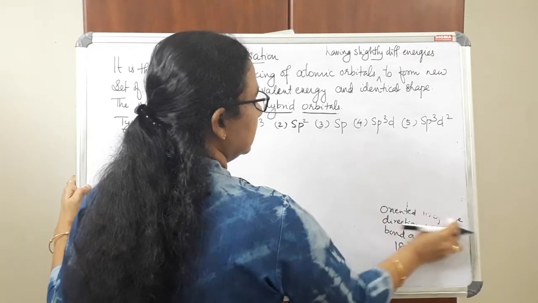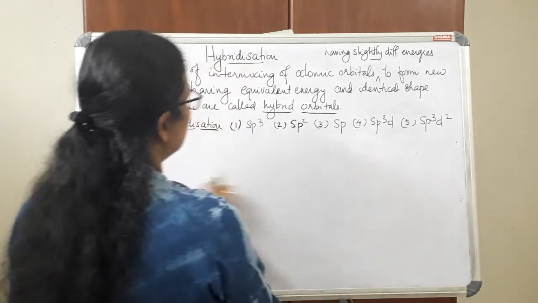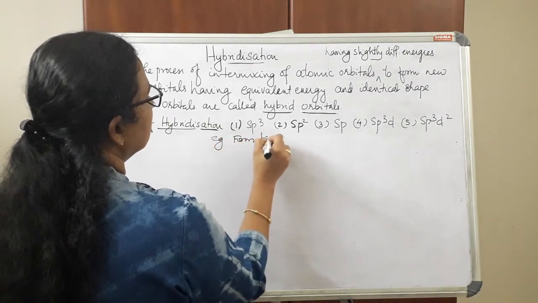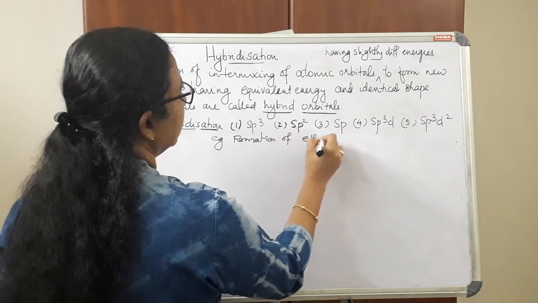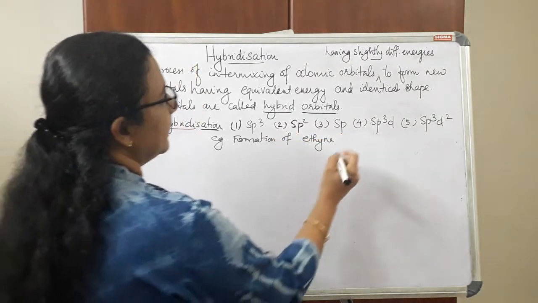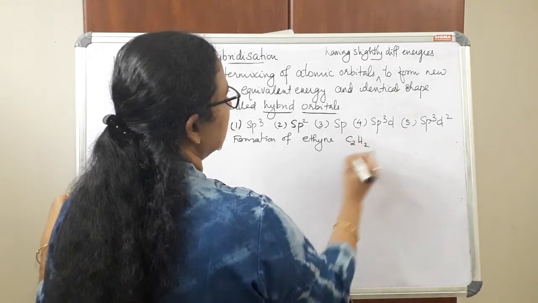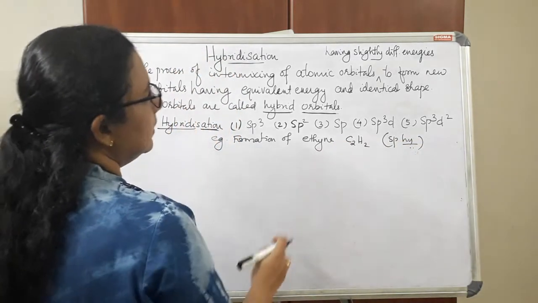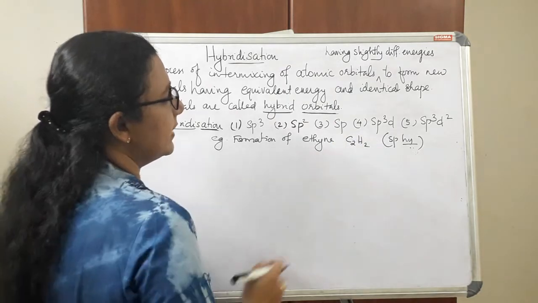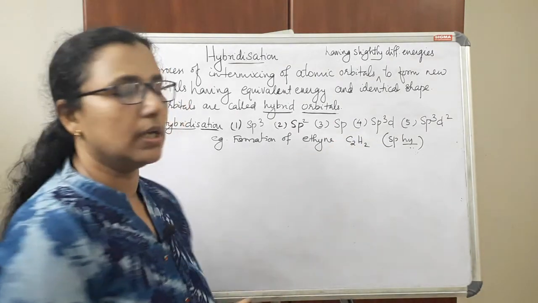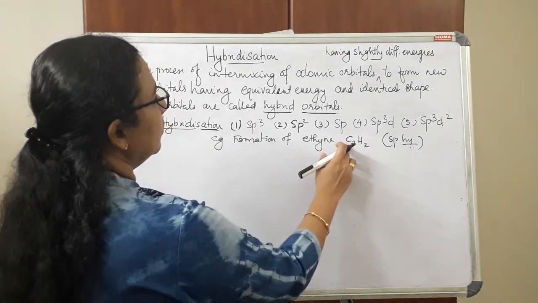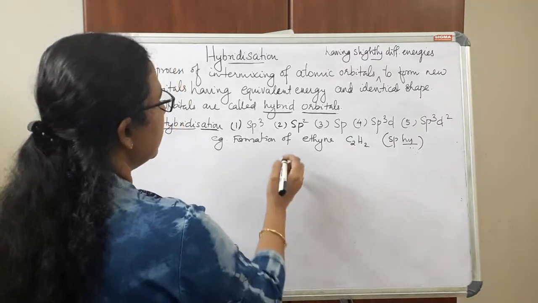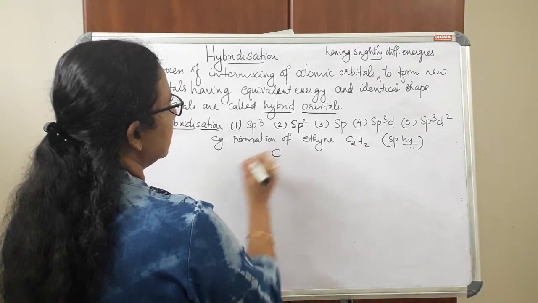We can consider the ethine molecule. So let us explain the formation of ethine molecule, that is C2H2, on the basis of sp hybridization. Here, there are two carbon atoms in the ethine molecule, and both carbon atoms will undergo sp hybridization. So let us see the hybridization in the carbon atom.